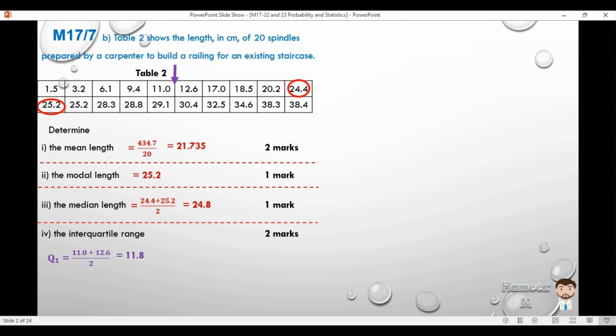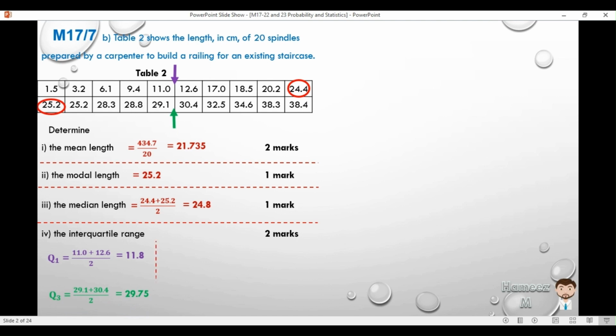Similarly, for Q3, it will be the middle of the last 10 values, which is row 2. So if we have 10 values, it will be the fifth and sixth values, or if we count them in order here, it will be the 15th and 16th values, which will be between 29.1 and 30.4. So Q3 will be 29.1 plus 30.4 divided by 2. That will give us the middle of them, the Q3 value. 29.1 plus 30.4 is 59.5, and if we divide by 2, we're going to get 29.7 centimeters. So we know Q1 and we know Q3.